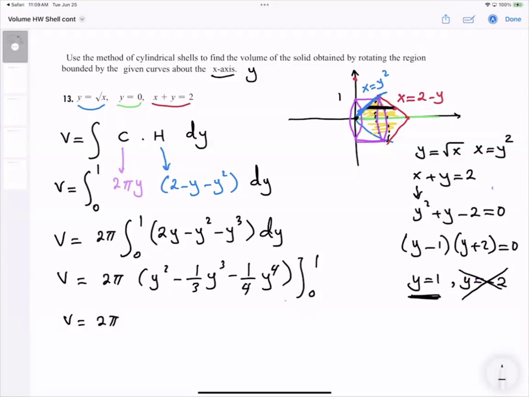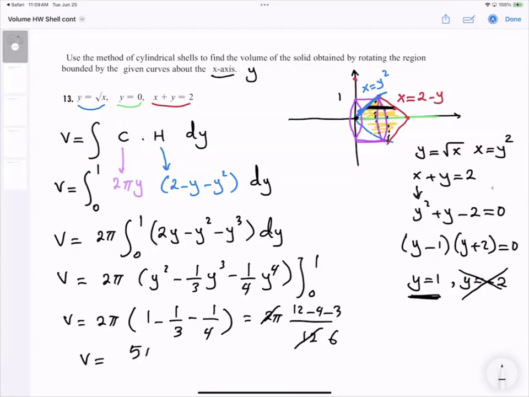We're not really worried about 0. So the volume is 2 pi times 1 minus a third minus a fourth. If you take the common denominator, 12, you have 12 minus 4 minus 3, and if you simplify this, 12 minus 7, the volume is 5 pi over 6.